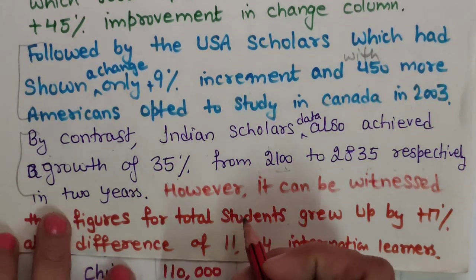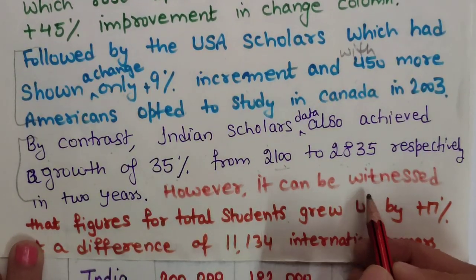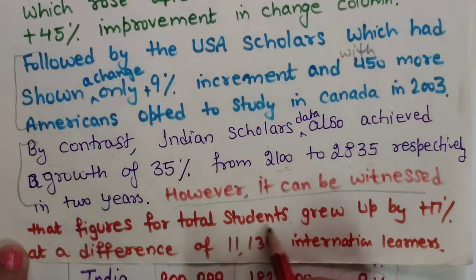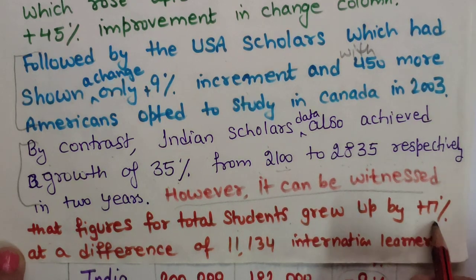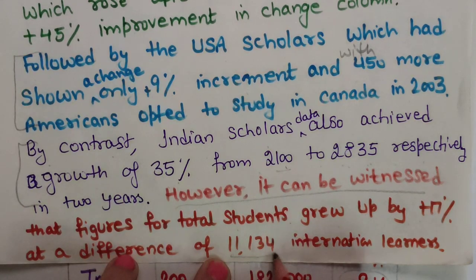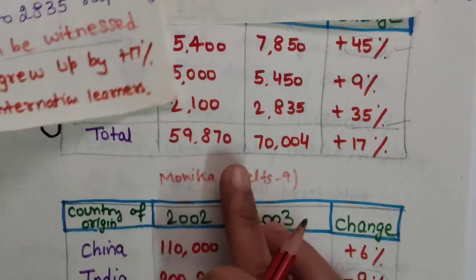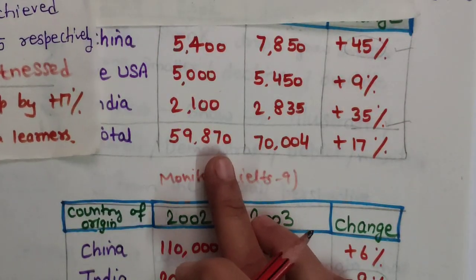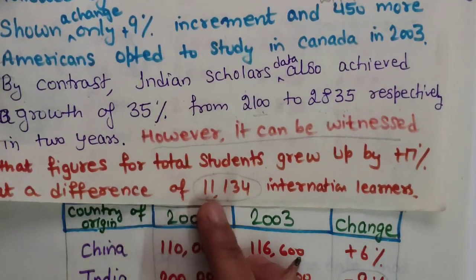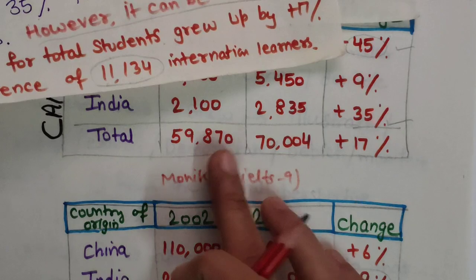Okay, now the last line, see this last line. However, it can be witnessed. See this sentence structure, I am using it. However, it can be witnessed that figures for total students grew by plus 17% at a difference of... So what have I done? I have just subtracted from 70,000 to this. So the difference is 11,134 international learners. So somewhere you can bring in difference also.